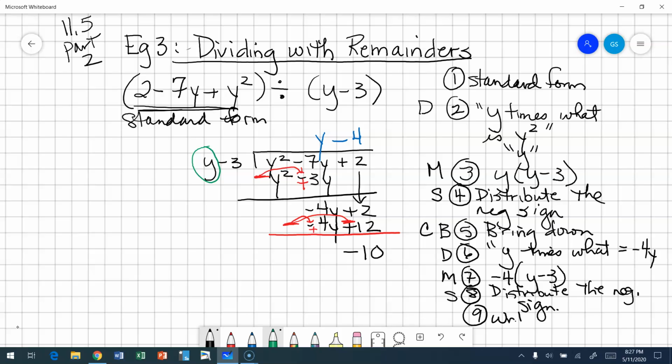All right, so we're going to write the quotient with the remainder. My quotient is y minus 4. Then I am subtracting, I have a negative 10 over what is my divisor? Y minus 3. I'm going to move that negative sign in front of that rational expression. So my answer is y minus 4 minus 10 over the quantity of y minus 3. That is the answer, and that is how we would show a remainder using long division.